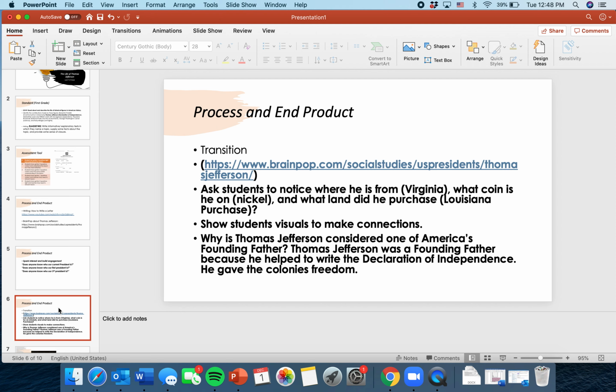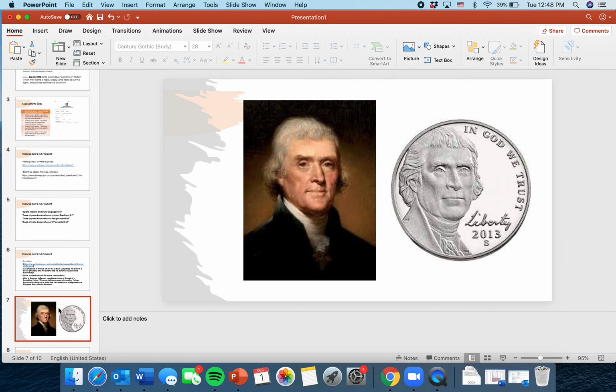And after that, of course, visuals are very important. So I would show students that, oh, this is what Thomas Jefferson looks like right here, and he's on this coin, and this coin is a nickel. And then maybe I can have an opportunity to discuss with students, do you know how much a nickel is worth, and such. It all connects, and I guess it connects with math as well. But we're mainly focusing on writing and the life of Thomas Jefferson.